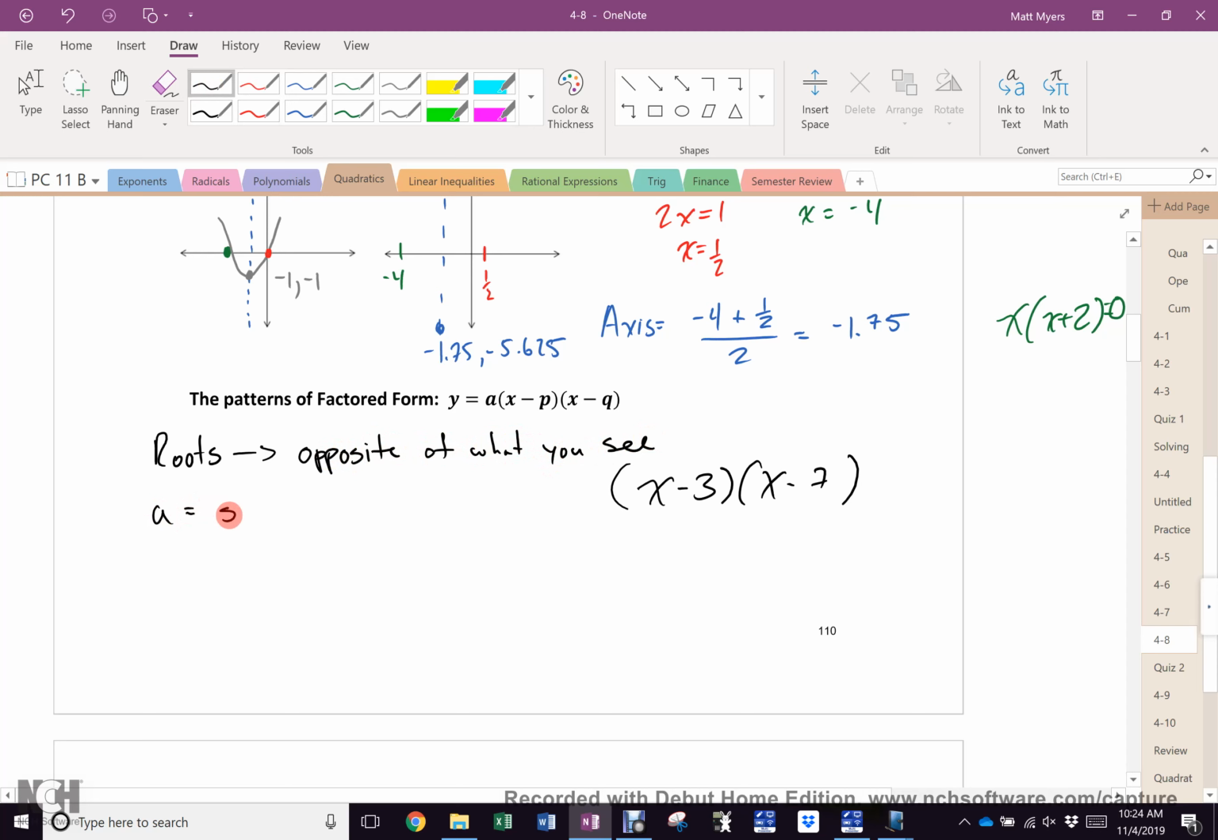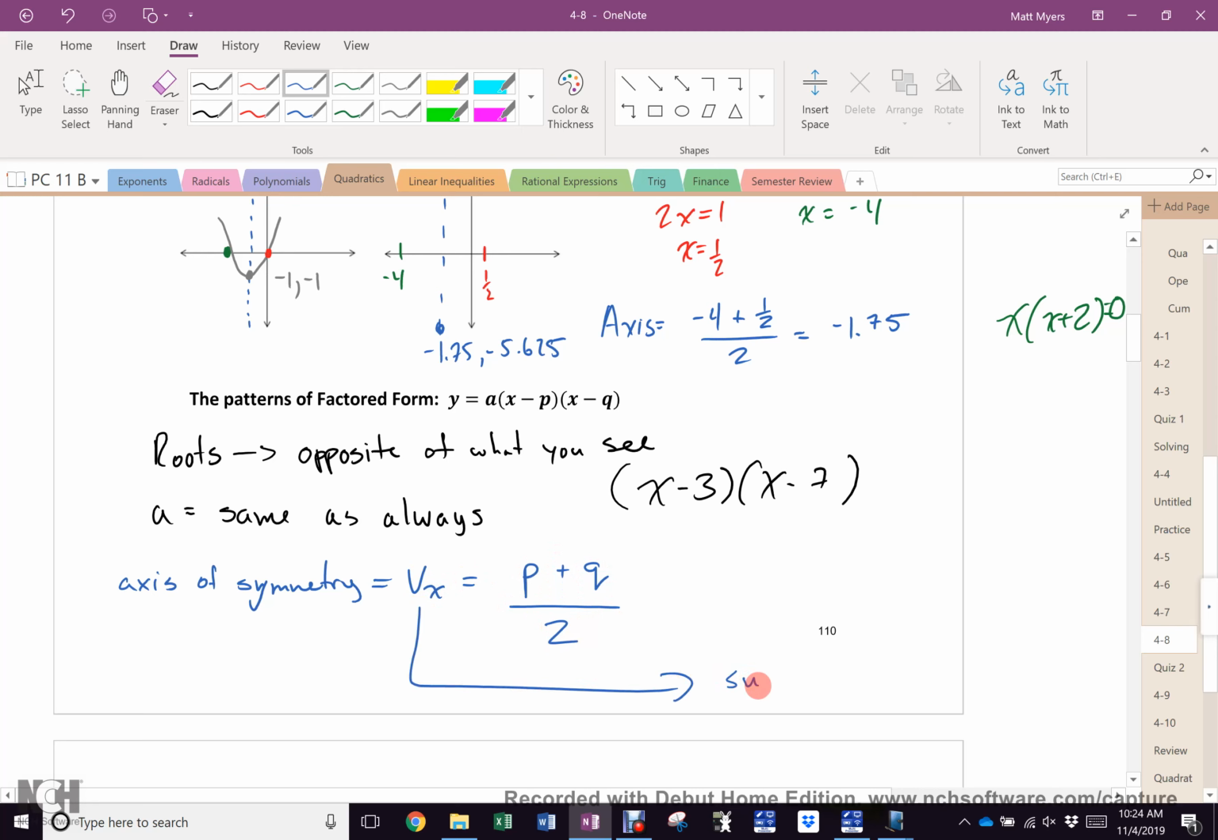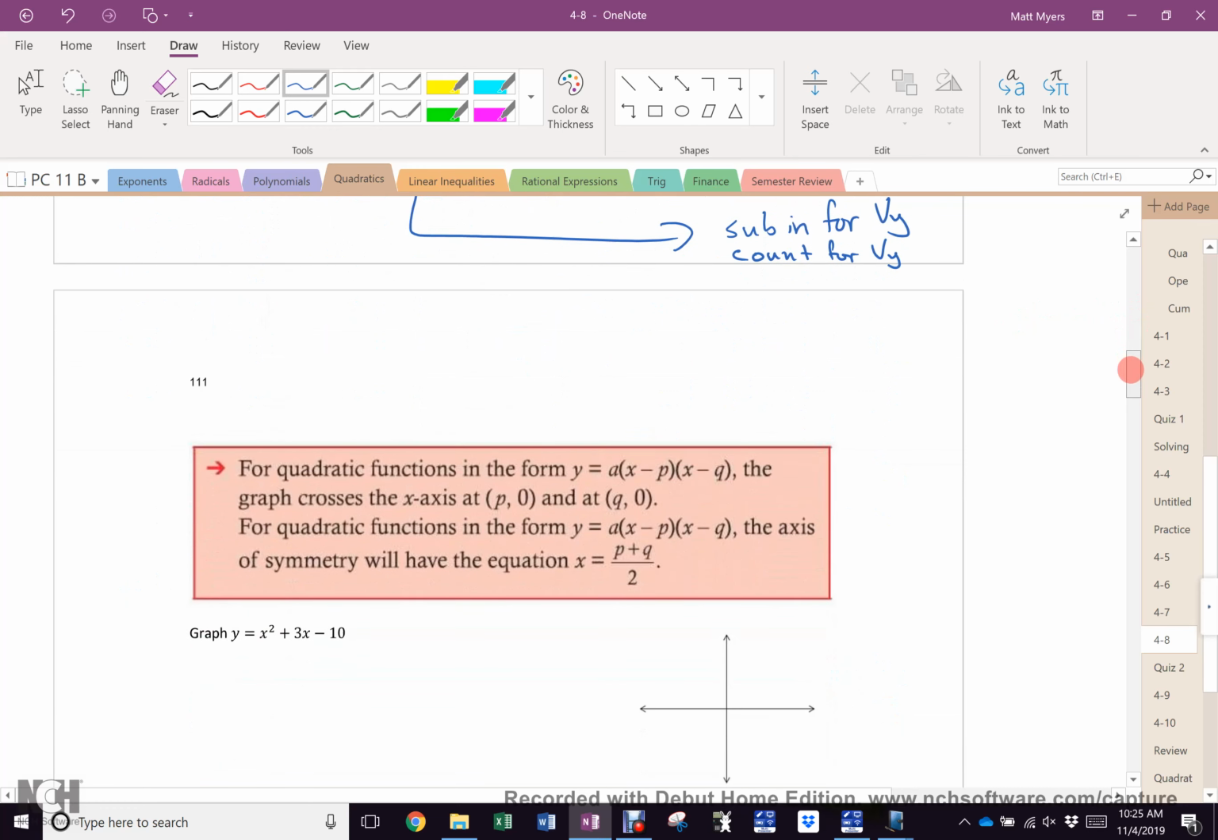Is A the same as always? And this will give us our axis of symmetry, which is our vertex x coordinate, if we take P and Q and divide by 2. Once we have a Vx, we can sub in for Vy, or we can count for Vy. Right? Okay, let's start applying.